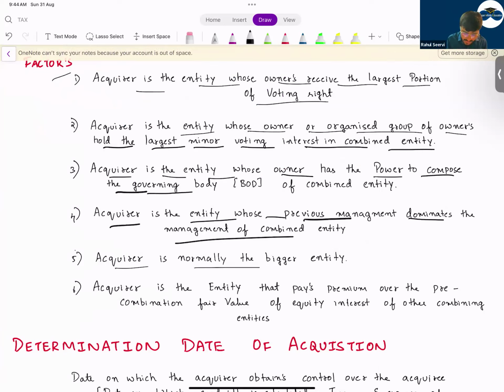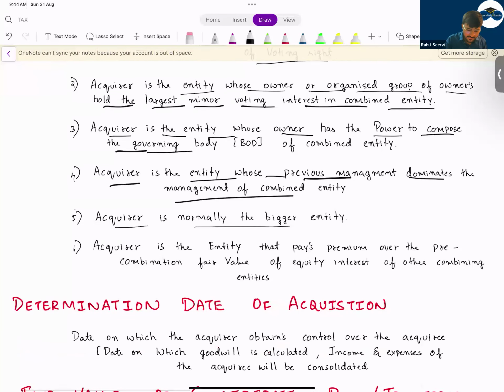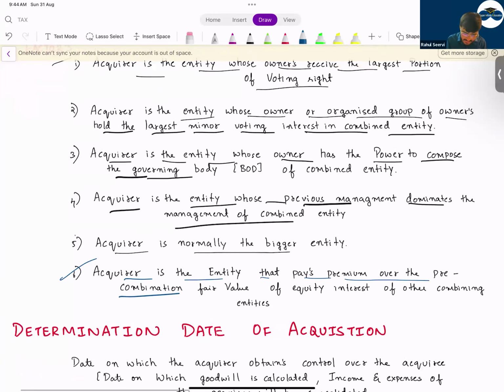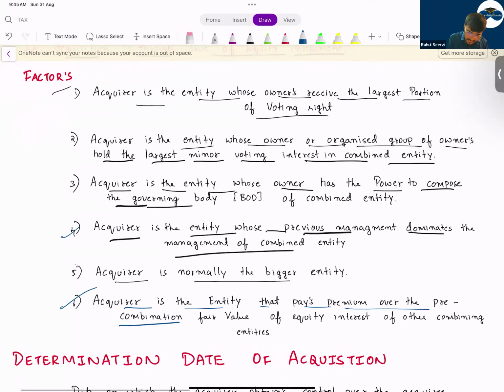Then, the acquirer is normally the bigger entity. 99.99% it will be the same: the acquirer will be a big company and it will acquire a small company. It is never that a small company will acquire a big company, though it can be. The acquirer is the entity that pays a premium over the pre-combination fair value. In your exam, this is the point which will be tested. The combined entity, board of directors, and the first one: 4 points will be given in the question. Here and there they will twist it; identify it and write down that this company is the acquirer.